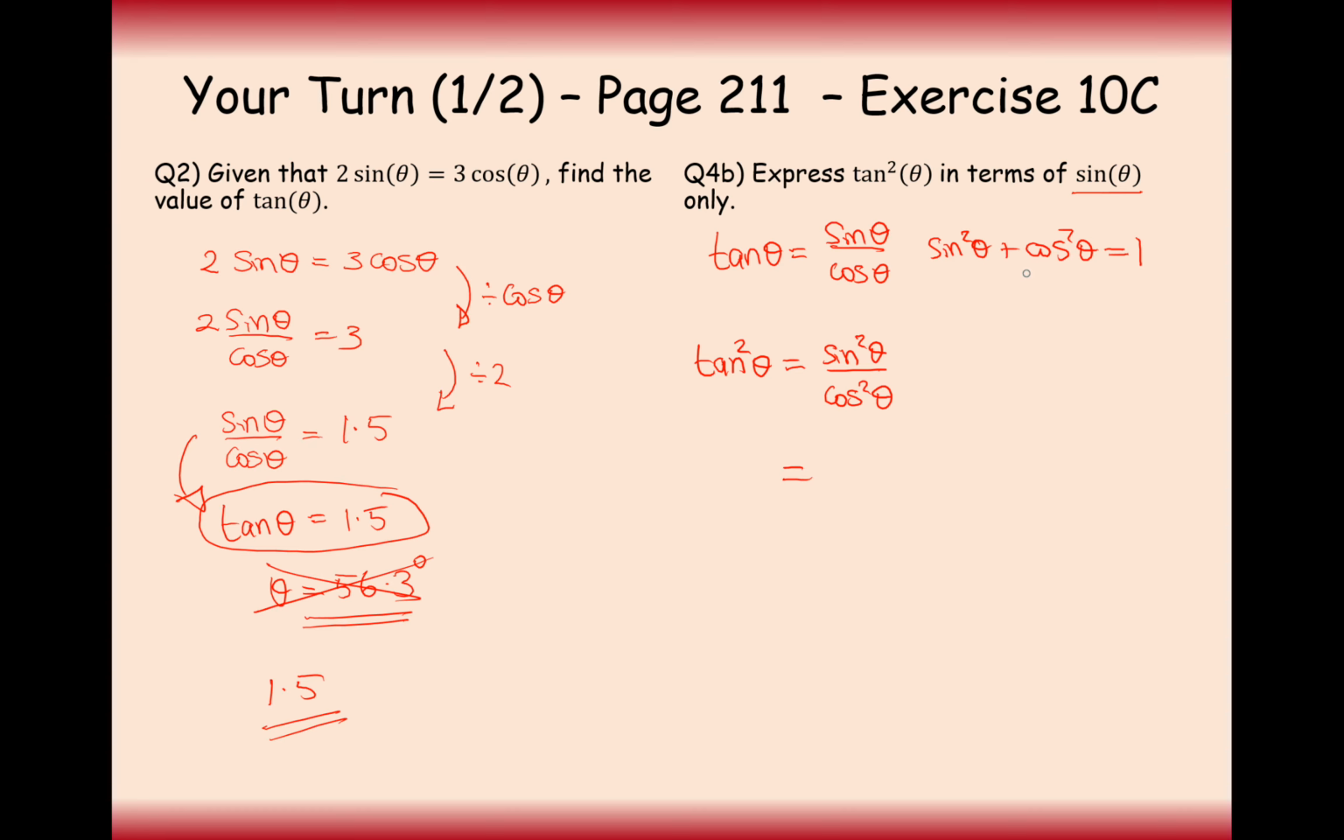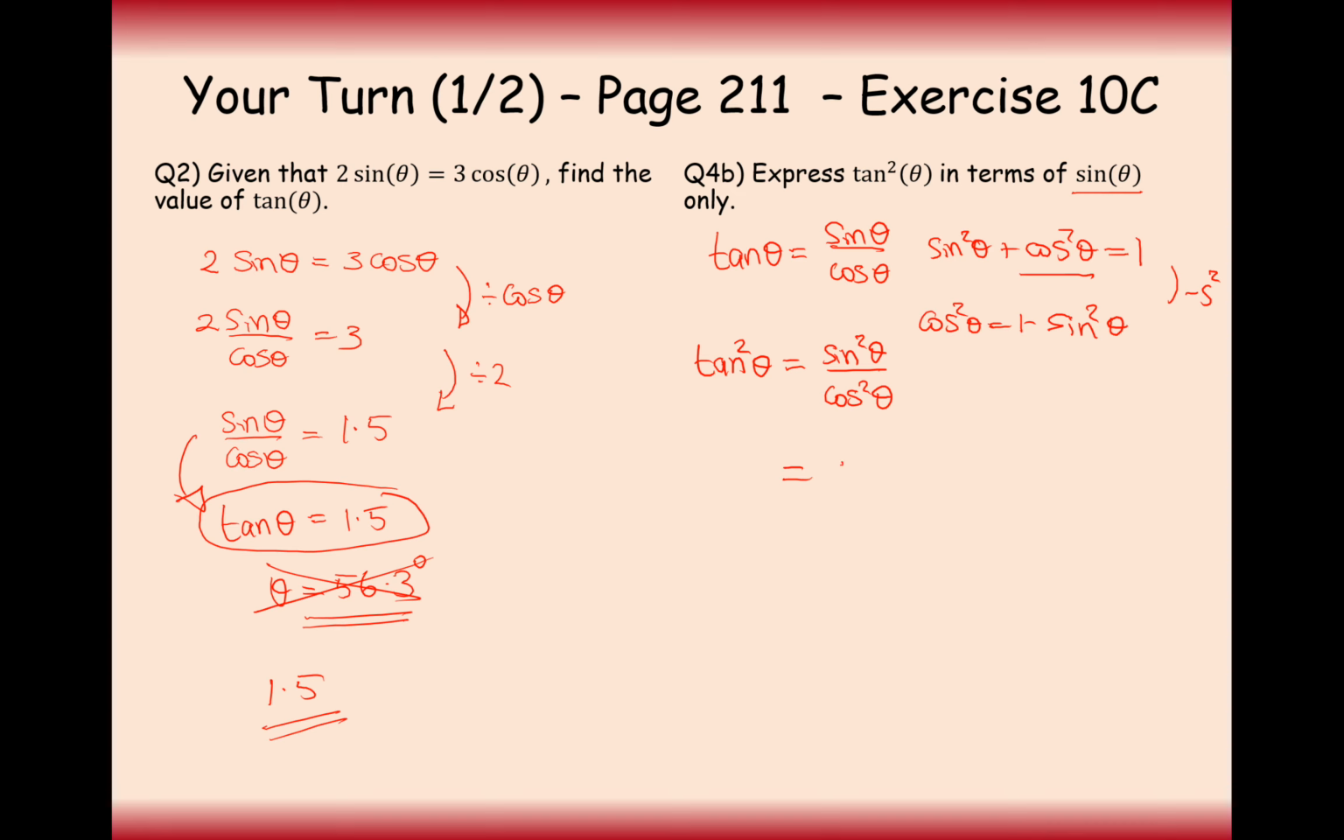Now, how do we do this? Well, from our identity, we just want to leave the cos squared where it is. So if I take away sine squared from both sides, I'm going to get cos squared theta equals 1 minus sine squared theta.